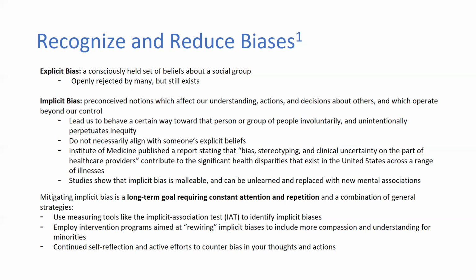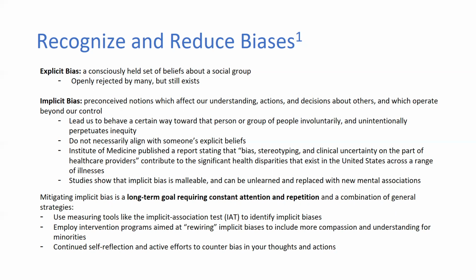Now, implicit bias is different because these are preconceived notions which affect our understanding, our actions, and our decisions about others, but they operate beyond our control. They operate unconsciously. These notions have been built and ingrained in us through our education, through our upbringing, through our country's systems and structures, and they operate unconsciously within our actions and our decisions.